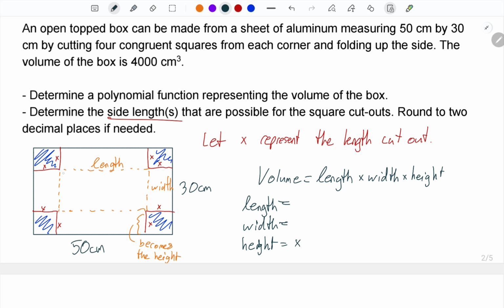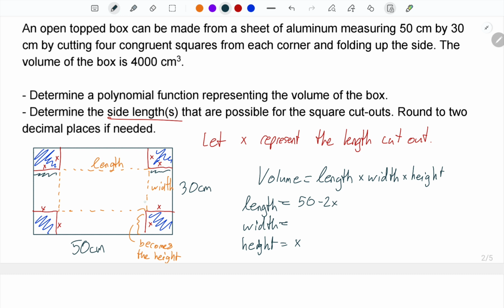So the length is just the orange length. But what we can see is that we have an x to the left of the length and x to the right of the length. But what do we know? All the way across is 50, but we're now missing 2 of those x's. So the length is actually just 50 minus 2x.